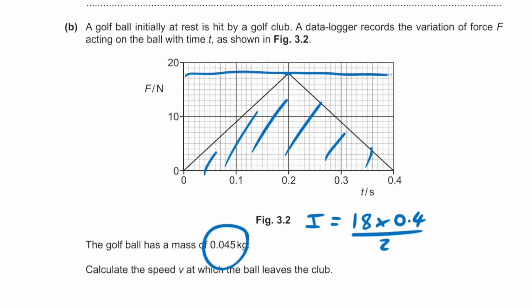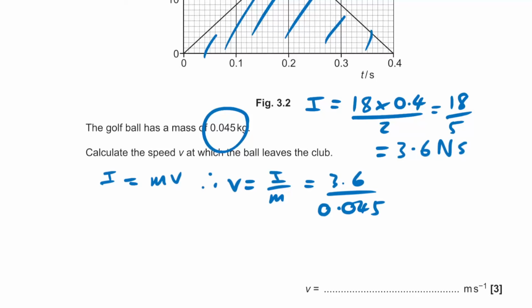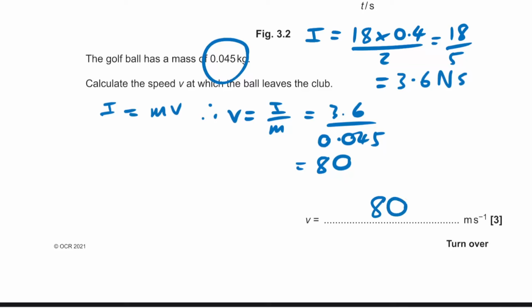So we can just do that. And so that's going to be 18 times 0.2, or in other words, 18 divided by 5. And so that's going to be 3.6 newton seconds. And we know that's equal to mv, impulse, or impulse is equal to change in mv, whatever. Therefore, v is equal to the impulse divided by the mass. So that's going to be our 3.6 divided by 0.045. And it gives us 80 meters per second, which sounds about right.